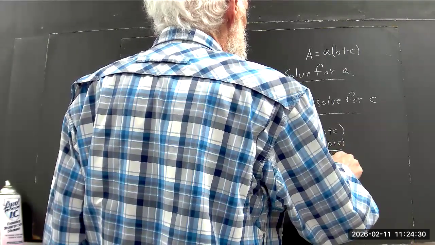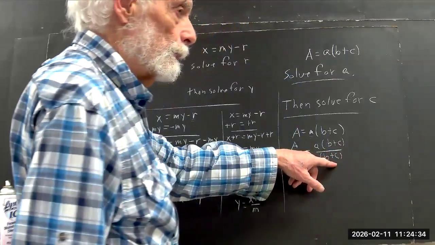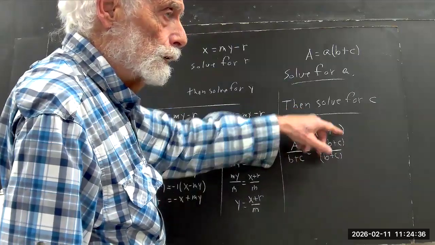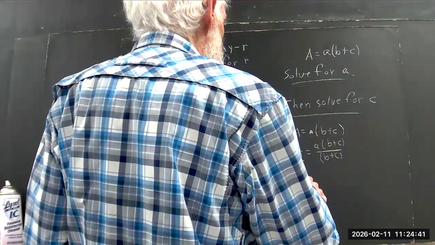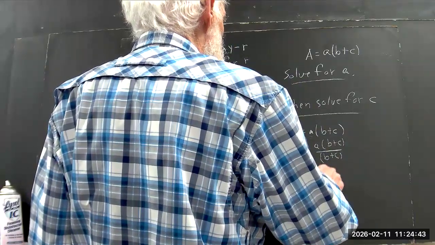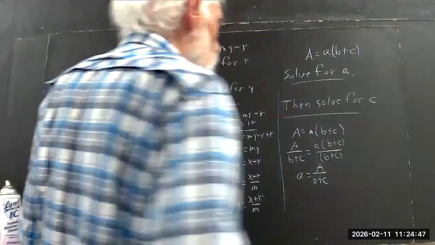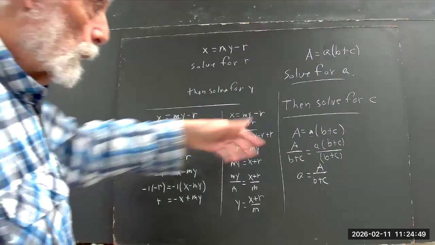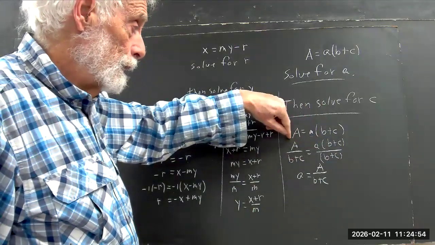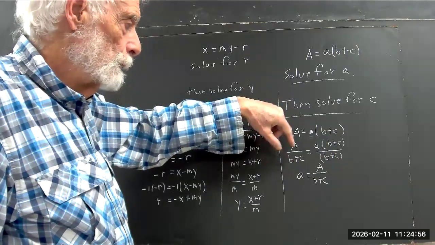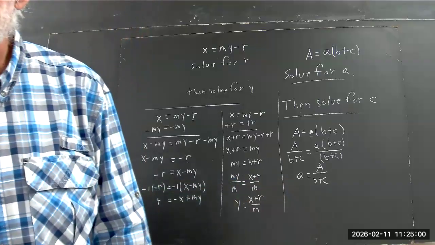And the b plus c in the denominator matches the b plus c in the numerator. So they will divide out, and you're going to end up with little a equals big A over b plus c. Now I went ahead and reversed sides. I'm going to get little a on this side and big A over b plus c on the other side. Okay.